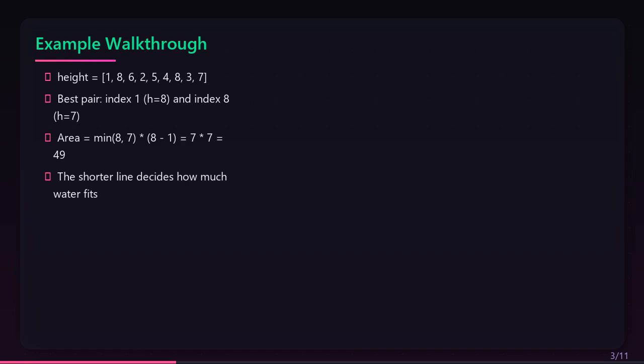Example. Heights are 1, 8, 6, 2, 5, 4, 8, 3, 7. The best pair is index 1 with height 8 and index 8 with height 7. Area equals min of 8 and 7 times the distance 7. That's 49. Notice, the shorter line determines the container height. That's the key insight for the optimal approach.